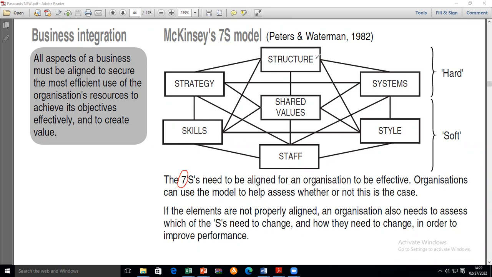So we've got a structure, like the business structure that we've been talking about. Secondly, in addition to the structure, we have systems, different systems in place in the organization. In addition to that, we have a strategy. These are what we can call hard or visible. Then we have what we call soft components, the management style, the people. And these people have got skills. And what is connecting all these is what you call shared values or the culture.